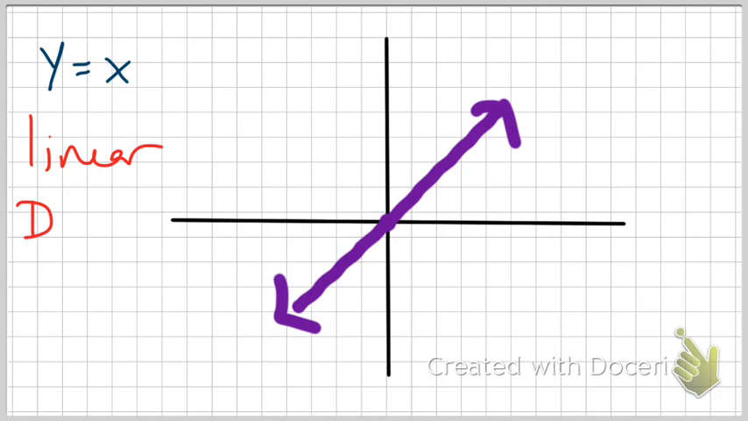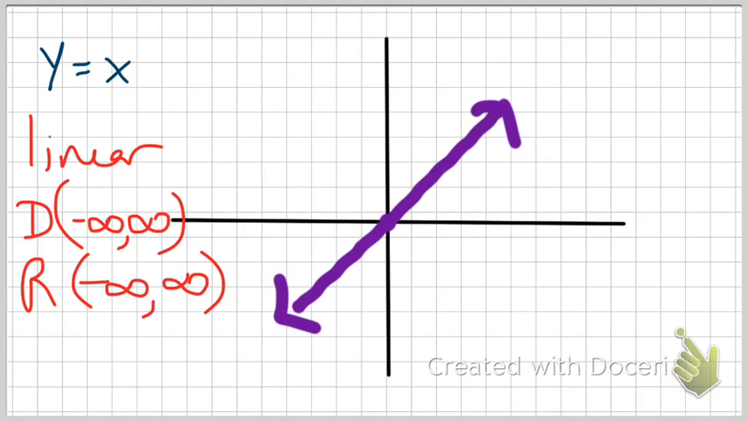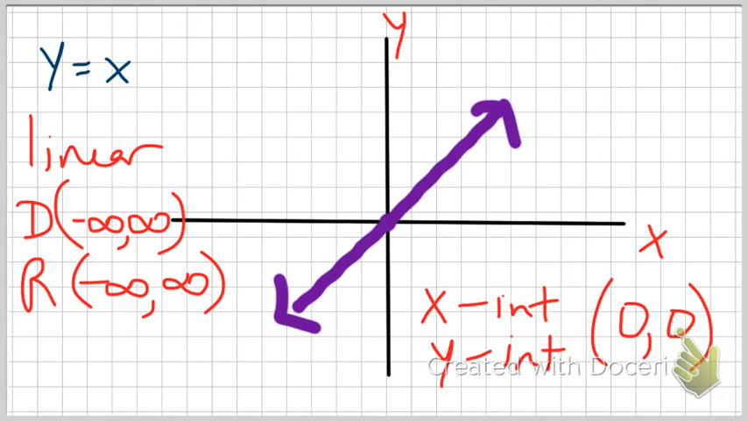About the properties, the domain is -infinity to infinity. You see the graph goes forever left and right. The range is the same, -infinity to infinity. The graph goes forever down, forever high. You notice that you have a y-intercept, and it is the same as your x-intercept. That intercept is the origin.